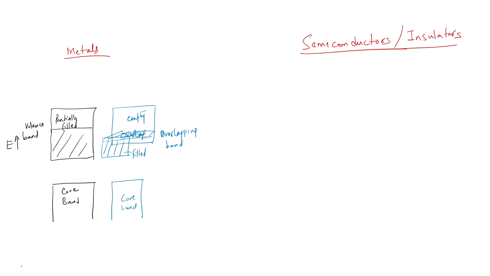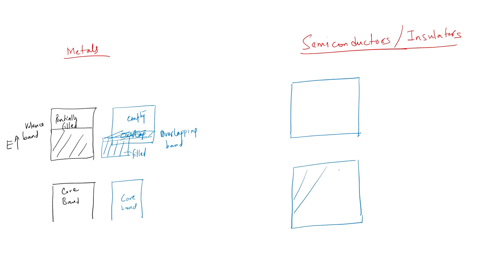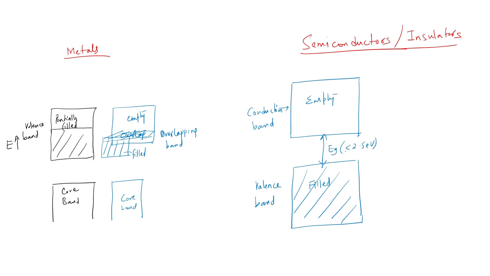in that case what happens is that at 0 Kelvin we will see a band on top which is totally empty, and then we have a band at the bottom which is totally filled. So, this is filled, this will be the valence band, and this will be empty, this will be called the conduction band. And this gap will be Eg, which is typically below 2.5 eV for semiconductors.